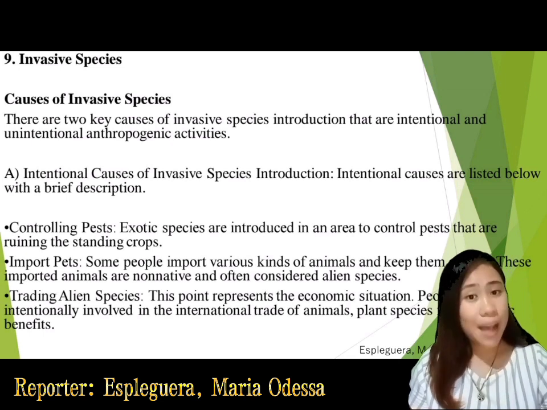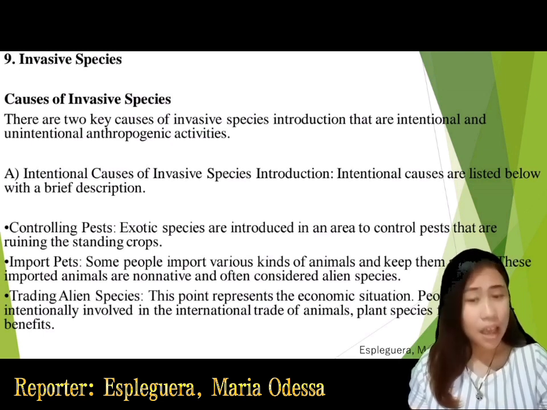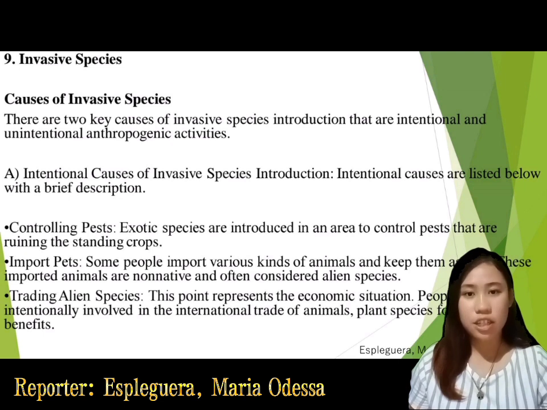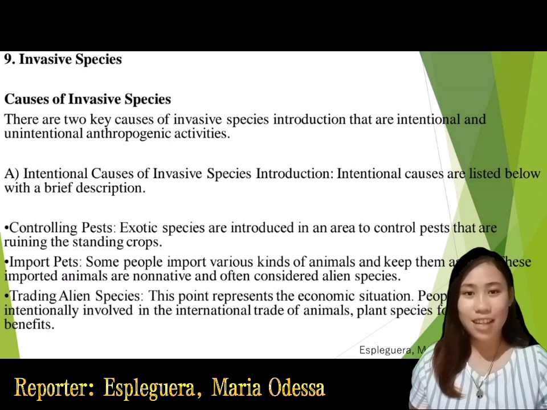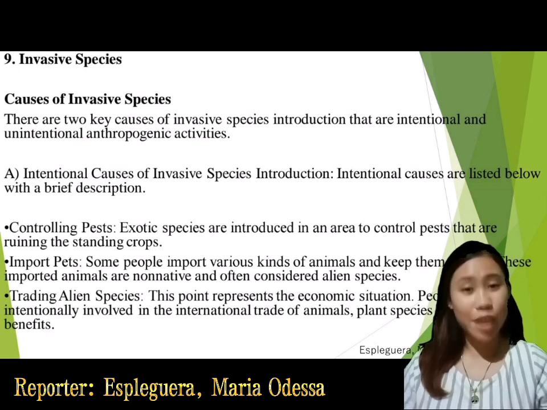So the unregistered pesticides may be imported only if the import meets the conditions of one of the specific exceptions. Note that the person who is importing unregistered pesticides for the sole purpose of exporting them must comply with the pesticide regulation notice. Next, we have trading alien species.